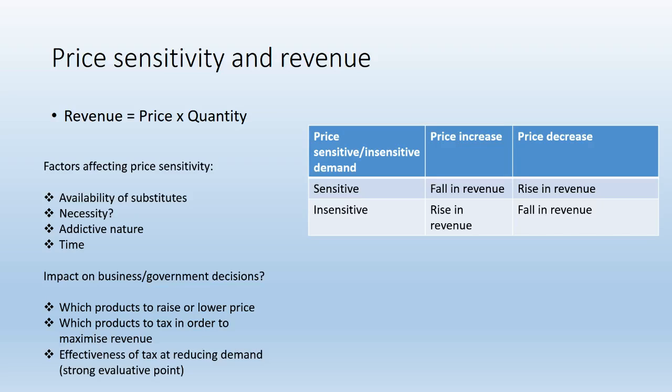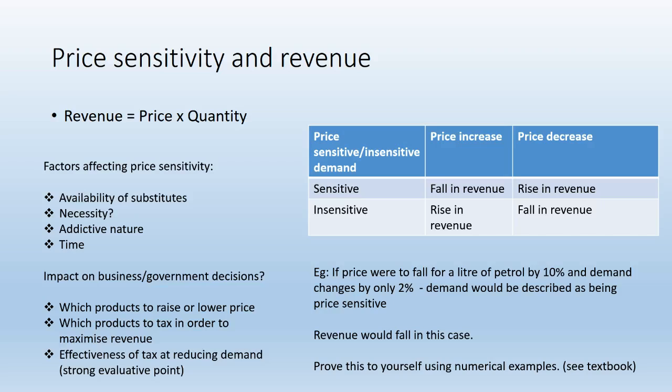With insensitivity, a price increase will lead to a rise in revenue. So you've got a bigger price multiplied by the same demand. Look at the formula: revenue equals price times quantity. Bigger price, same quantity, the revenue value is going to rise. Price decrease, you'll see a fall in revenue. Quantity stays the same, you're charging less per product, so revenue is going to go down.